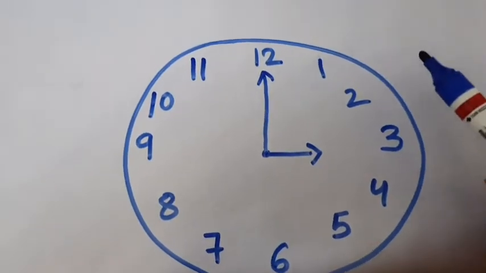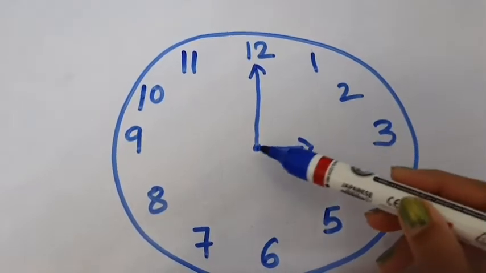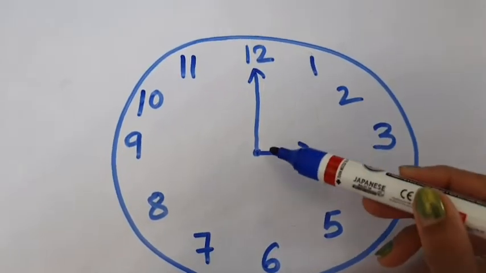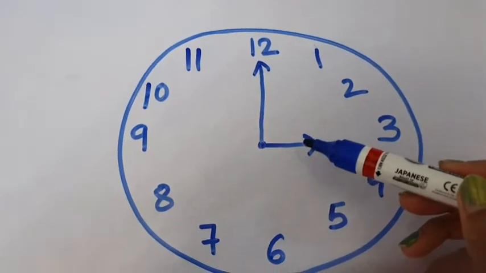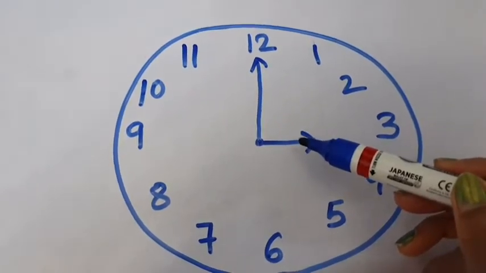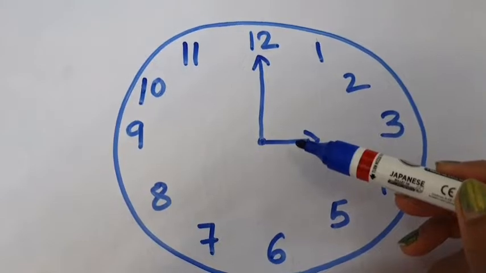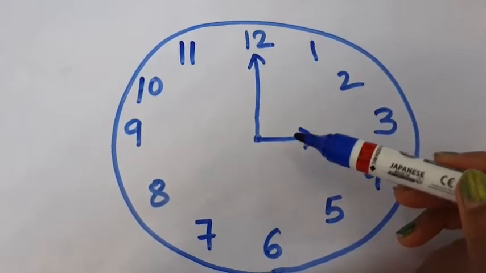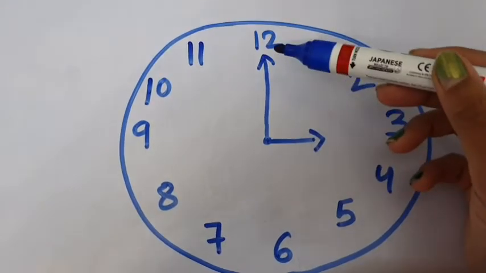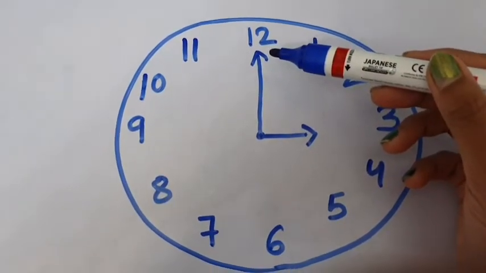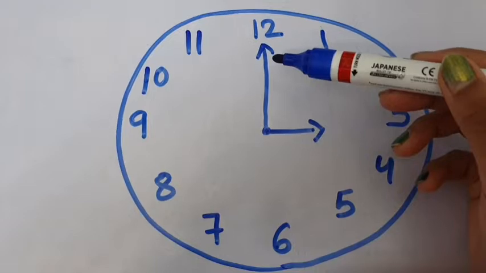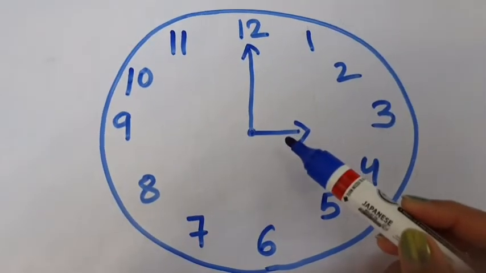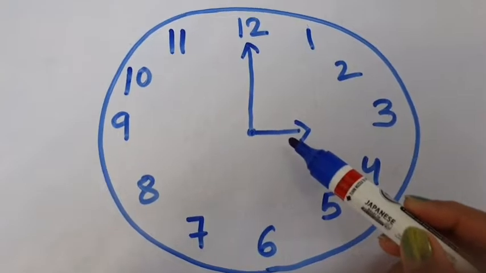A clock has two hands. 1, 2. Okay? The shorter hand, this hand, tells us the hours. H-O-U-R-S, hours. Okay? And this is the longer hand. Longer hand tells us the minutes. So this is the shorter hand, and the shorter hand is called the hour hand.